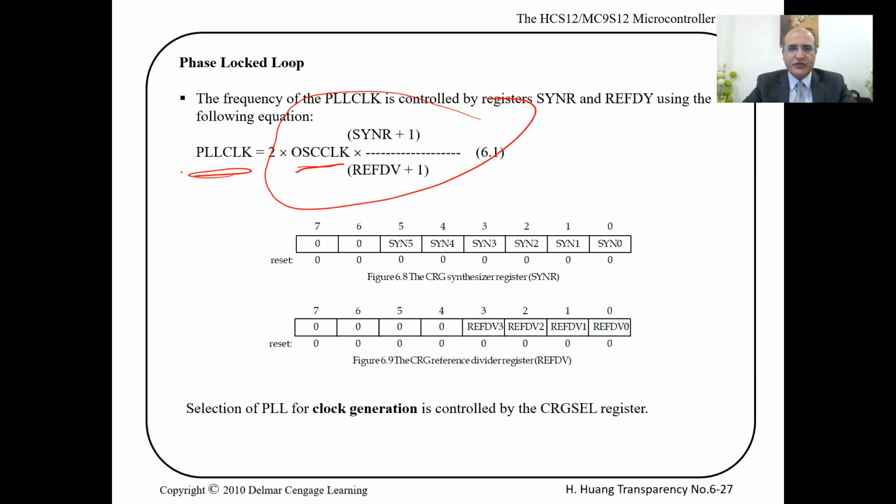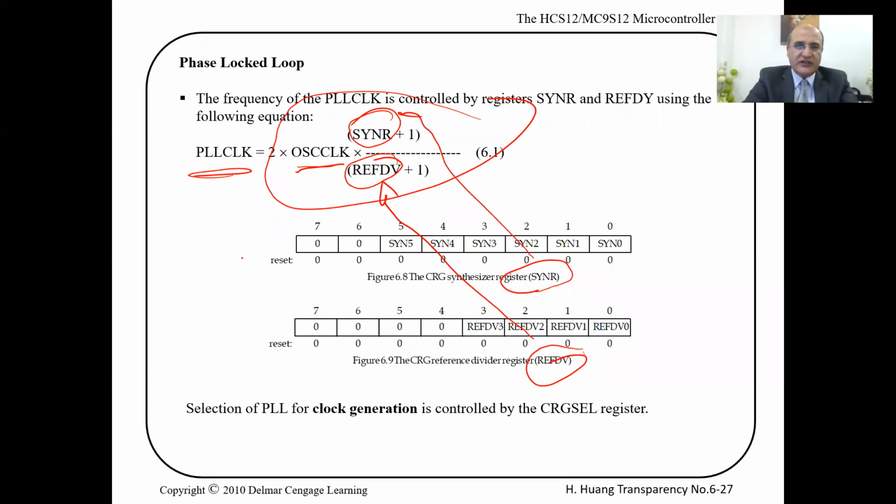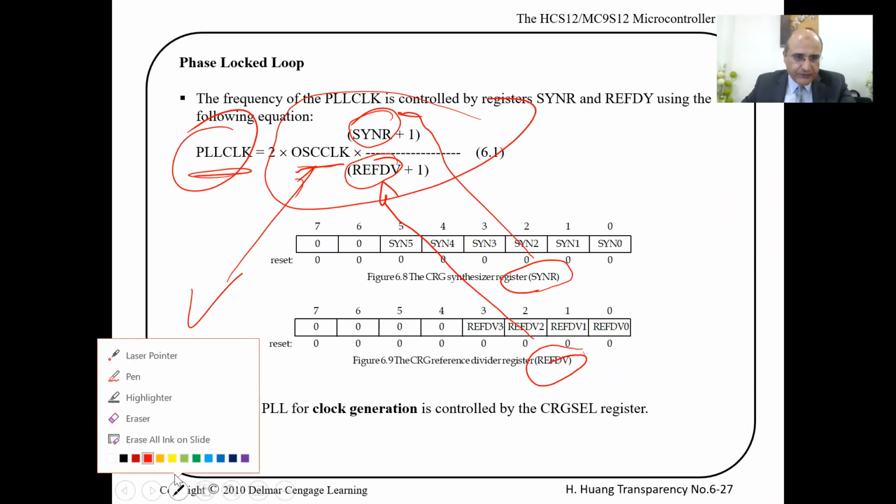What kind of registers do we have here? We have this SYNR register, whose value is substituted here. We have this REFDV register here. This is this one, and this is this one. And the oscillator clock is already known, so you can compute the PLL clock. In our case, let me just clear this real quick.